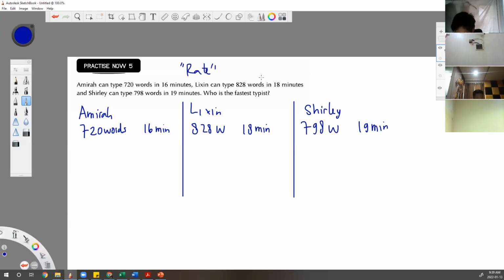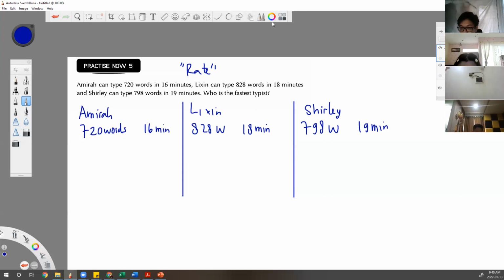Any thought? Ada yang mau jawab nggak? Gimana cara jawabnya? Cara lihat dia lebih cepat atau lebih lambat gimana? Halo. Ya guys, siapa aja boleh sebut. Ada yang tahu nggak caranya? Yes, Phoebe? Divide. Divide. Okay, good answer.